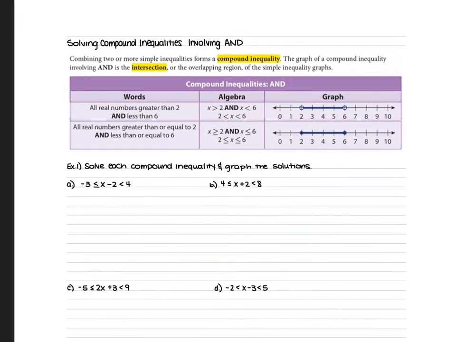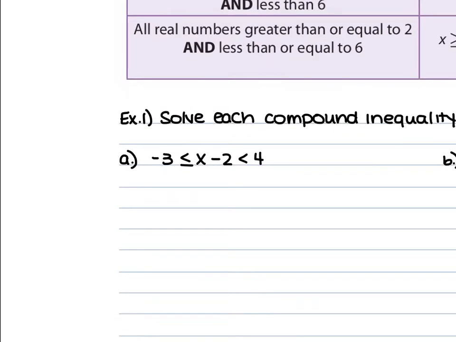So if we look at the first example, 1a, we have -3 is less than or equal to x minus 2, which is less than 4. Our whole idea with these is to get the x in the middle by itself. So you could do this one of two ways. You can form two inequalities, or you can work with just the one. If you work with just the one, like we're going to do with this one, we're going to take anything that's with the x inside the middle of the inequality sides and bring it to the other sides.